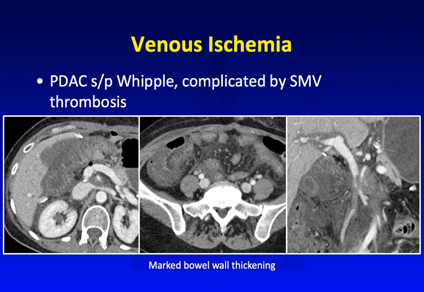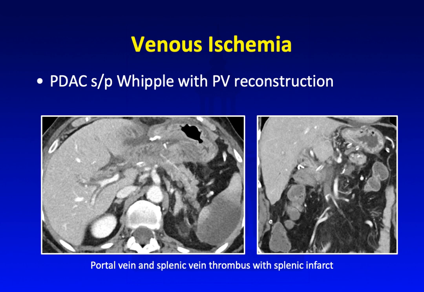This is a different patient who had a venous ischemia, a patient who had a Whipple, complicated by acute SMV thrombosis, as shown here. You can see that there's marked bowel wall thickening of the small bowel and colon due to venous congestion. This is another patient who had a Whipple with portal vein reconstruction, however had acute portal vein and splenic vein thrombosis and resulted in a splenic infarct.